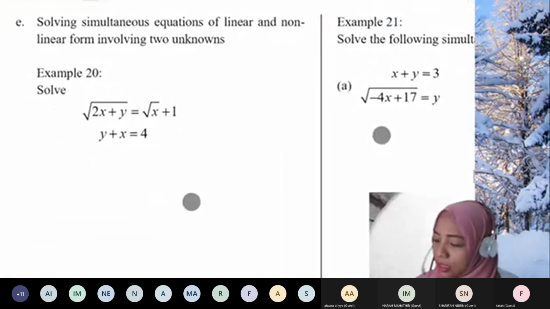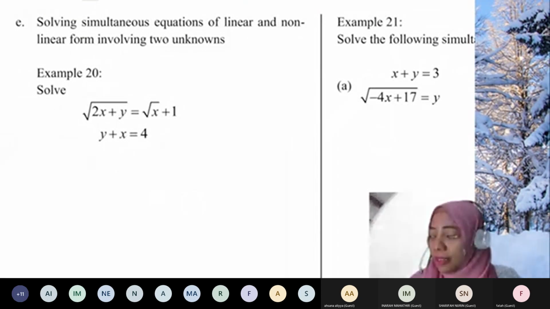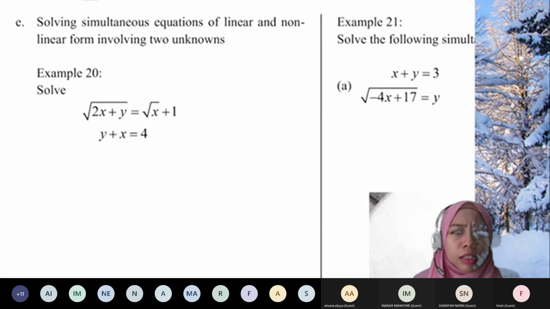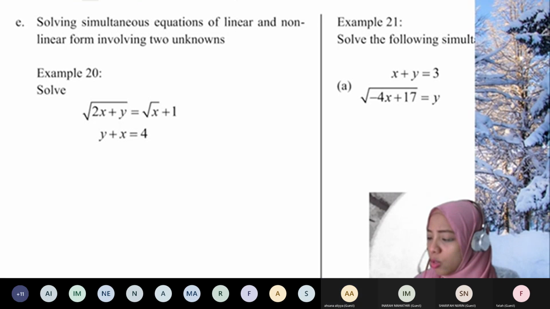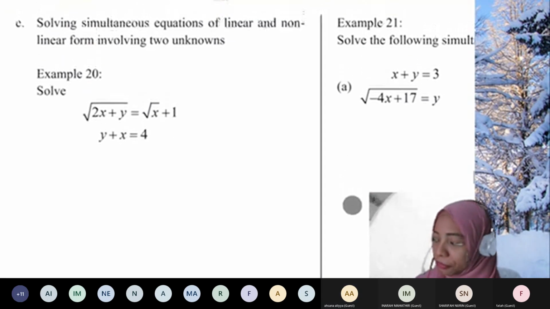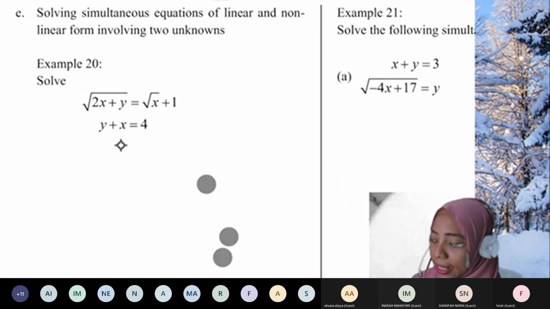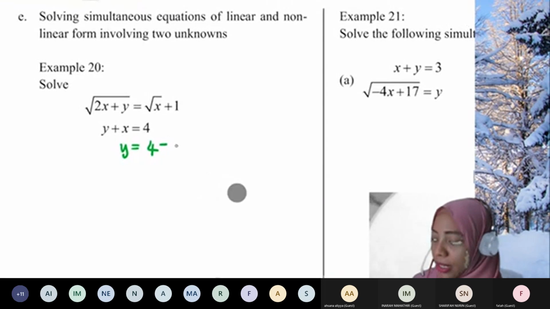Okay, next. E. Okay, solving simultaneous equation, linear and non-linear for involving two unknowns. Okay, ini senang. You boleh guna substitution ataupun you boleh guna apa? Elimination boleh ke? Tak boleh. So memang kena guna substitution lah. Okay. Cikgu buat satu, nanti you cuba buat yang lain. Okay, for example, you want to write y as a subject. So it becoming 4 minus x.